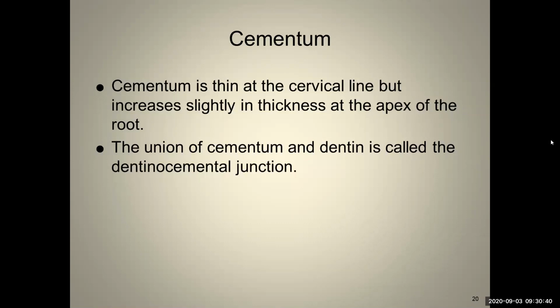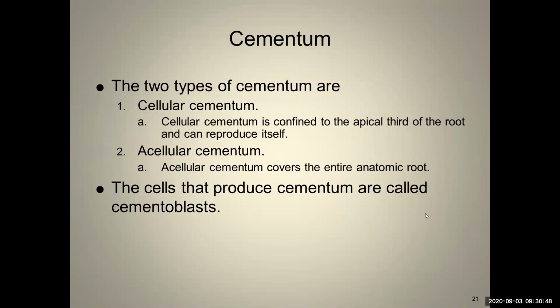But cementum is so thin, that's the problem. You don't have a lot of it. So there's two types of cementum, because just like dentin, we can't make it easy. You have cellular cementum and acellular cementum. The cellular cementum is the cementum that's confined to the apical third of the root and can reproduce itself. Okay, so the apical third of the root, the tip third of the root, has cellular cementum.